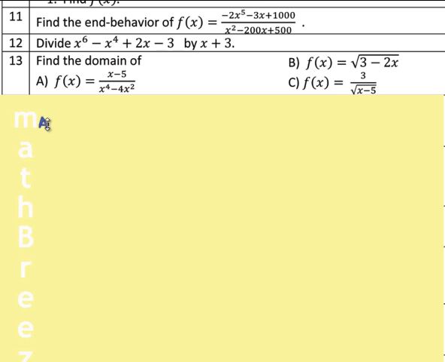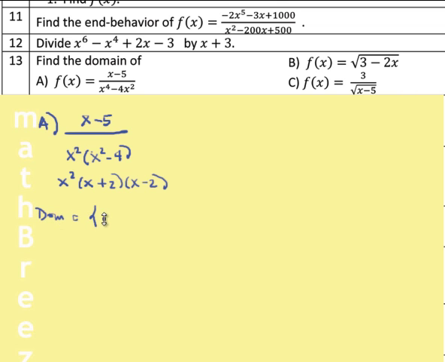In A, in order to find the domain, we're going to factor the denominator. So this factors into x squared times x plus 2 times x minus 2. So the domain is x not equal to 0, minus 2, and 2, because those values make the denominator 0.